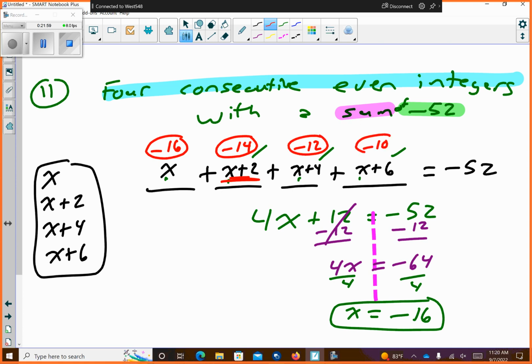So those are indeed consecutive even integers. Yes, they happen to be negative, but they are still even integers. So if I were to add up negative 16 and negative 14 and negative 12 and negative 10, my answer would be negative 52. But again, this here is the same whether it's even or odd. Okay? That's kind of a big clue. Big thing.